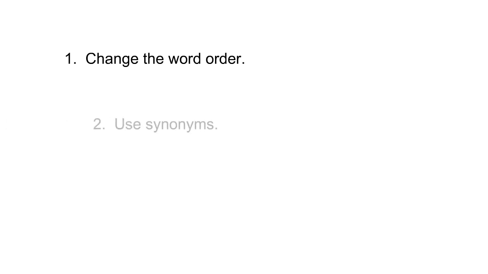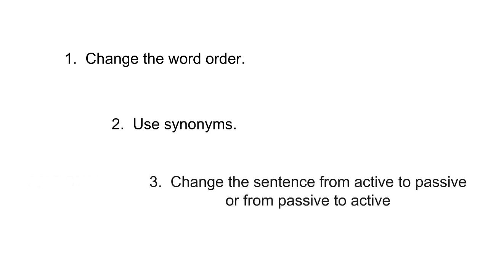Let's take a look at a sample prompt, and let's focus on the topic sentence. I'm going to show you a few methods to come up with a simple topic sentence. The first method is to change the word order. The second way is to use synonyms. And the third way is to change the sentence from active to passive or from passive to active. So we'll take an example prompt and look at an example of each.